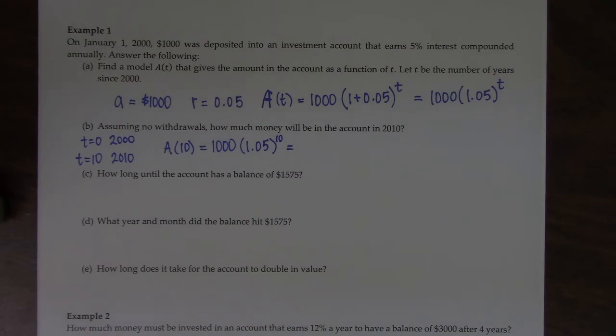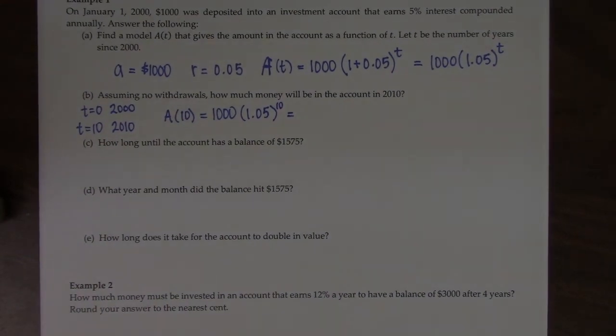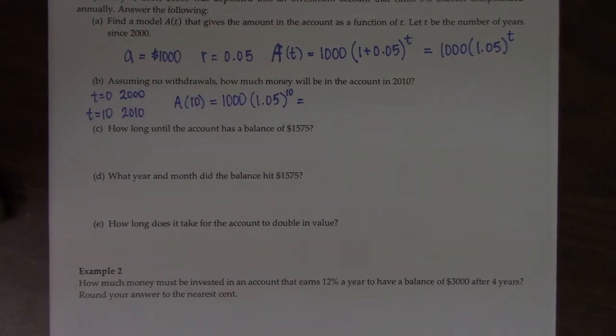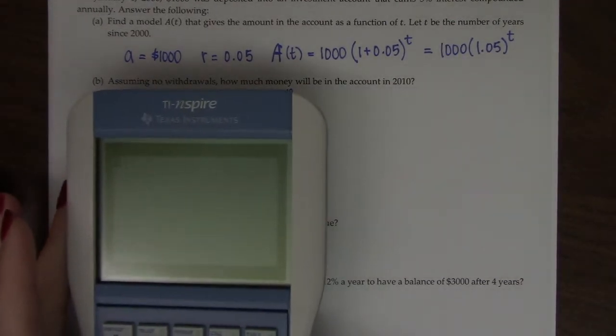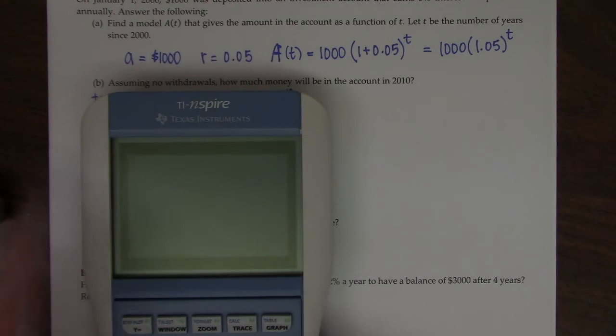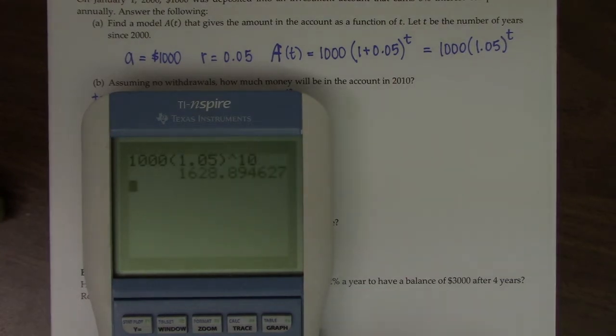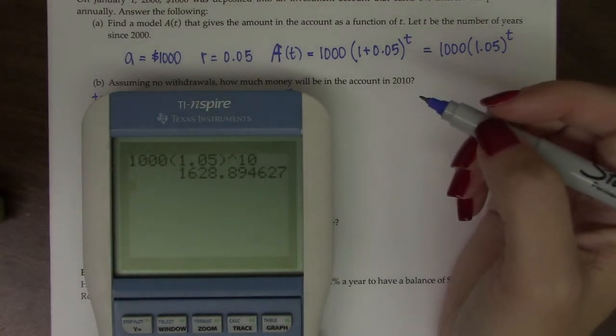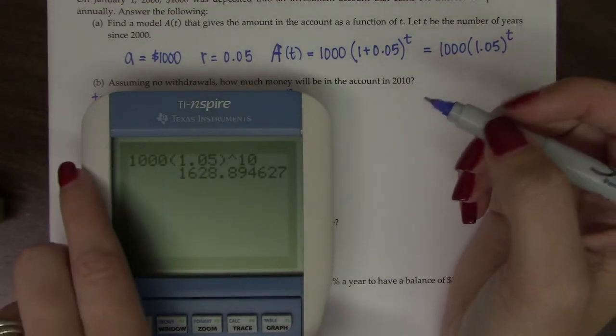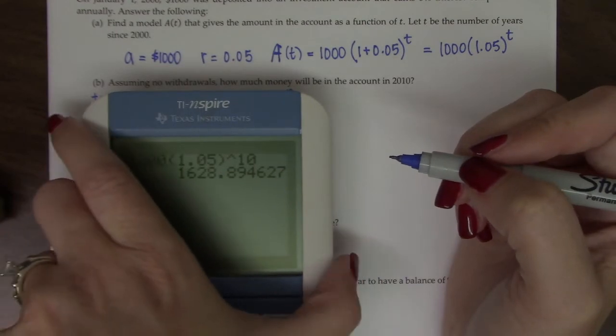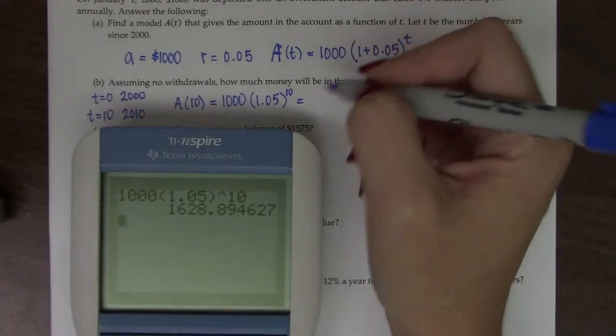Usually when we're dealing with money, we round to the nearest cent, but pay attention on your exam because they'll tell you what decimal to round to. We usually just round money to the penny unless we're told otherwise. So if I type this equation, 1,000 times 1.05 raised to the 10, we see that the account has $1,628.89 because I'm rounding to the nearest penny.